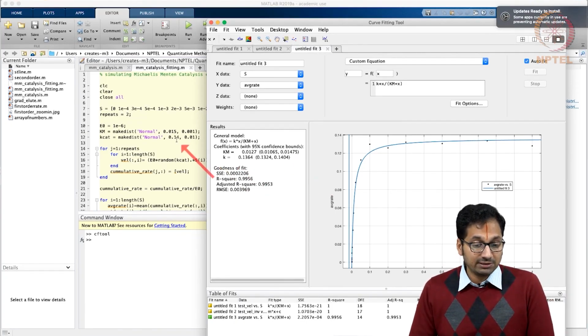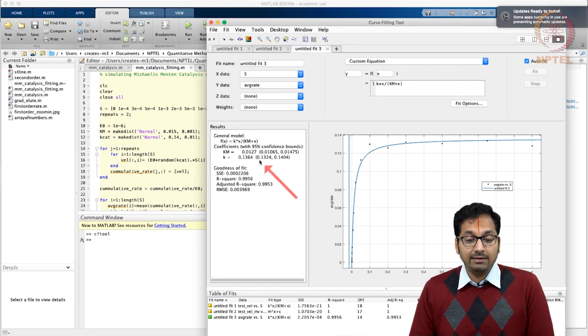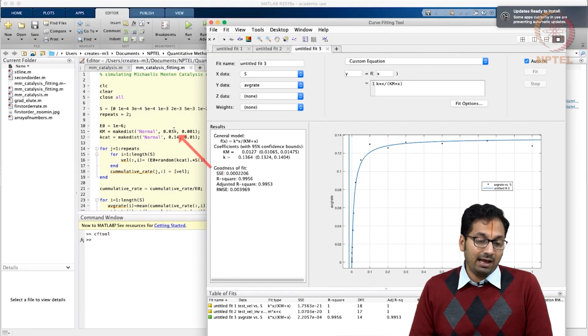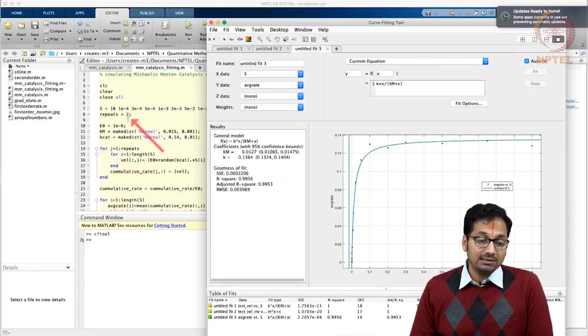Let's take a look at what was kcat. kcat we provided as 0.14, and you are getting something like 0.1364, and the range is between 0.1324 to 0.1404. This is quite interesting because you nicely gave an average and standard deviation here. One would anticipate that the average of this Km and kcat come very close to wherever you anticipated, and the error nicely represented.